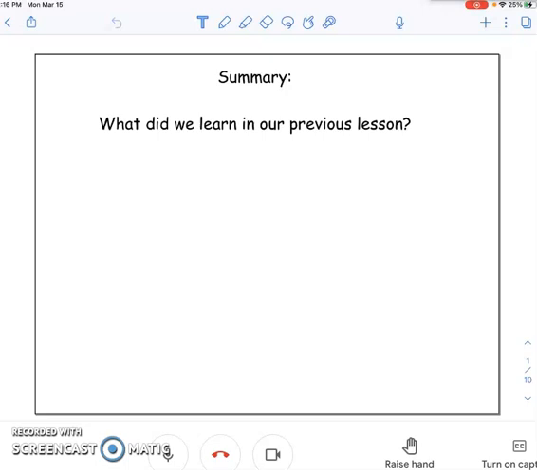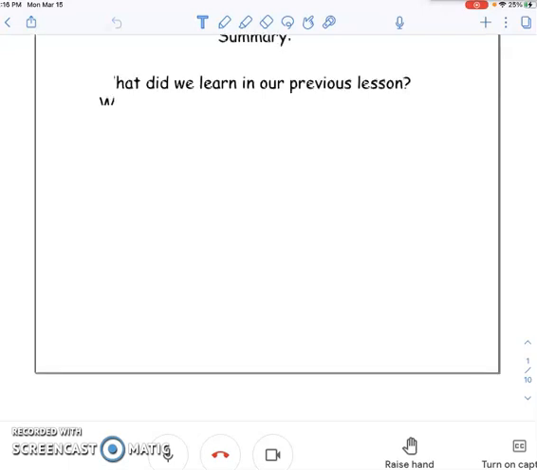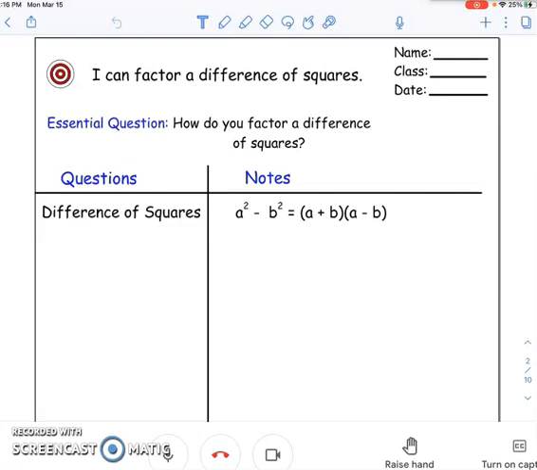Please start with our summary slide, answering the question, what did we learn in our previous lesson? So today our learning target says, I can factor a difference of squares. And our essential question says, how do you factor a difference of squares?